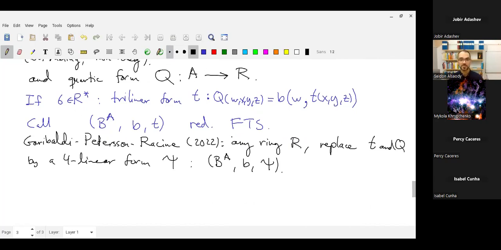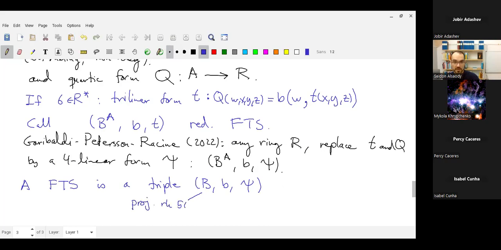Now, so this was the reduced Freudenthal triple system. And so as you can imagine, a Freudenthal triple system just in general is a triple (M, B, psi), where M is a projective module of rank 56, B is a bilinear form, and psi is a 4-linear form.